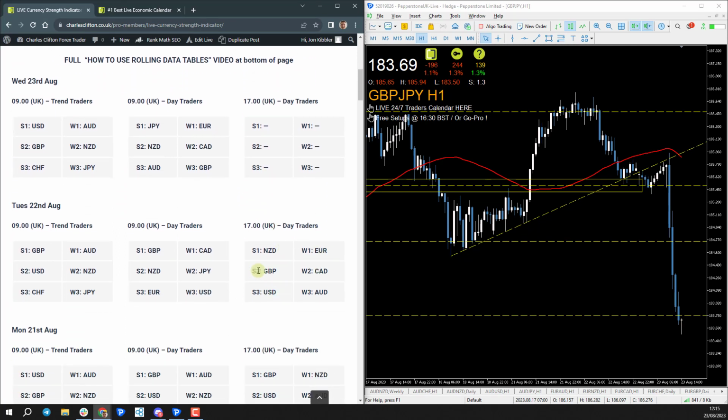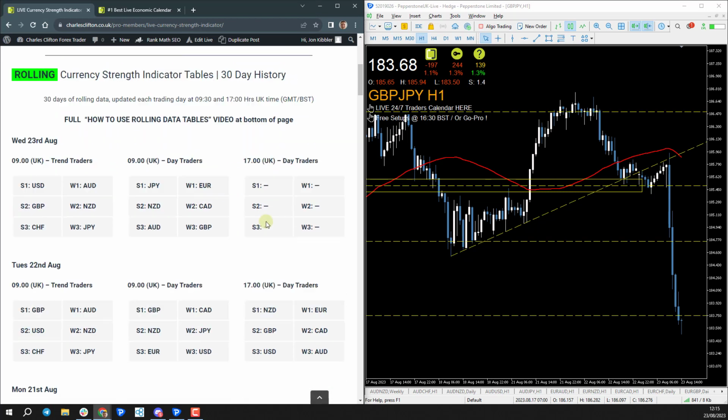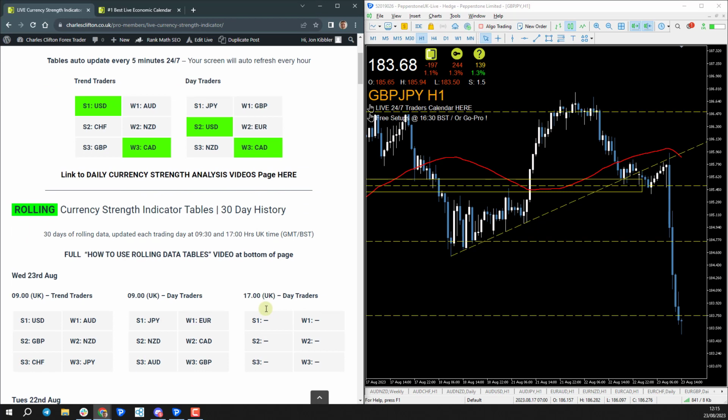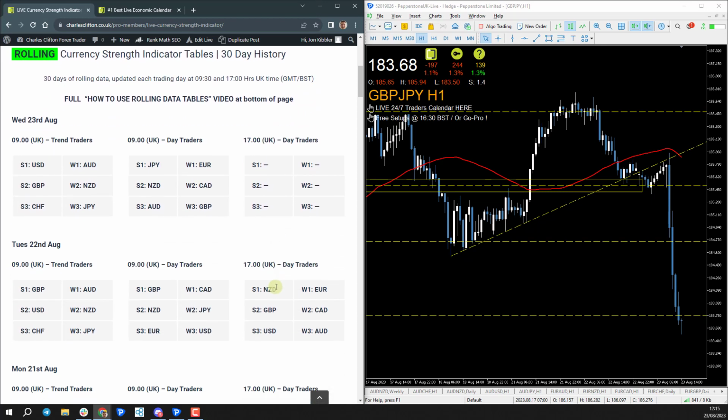If we go to our rolling tables, you can see that pound was on the strong side of the tables. We had New Zealand there as well, and US dollar. We also had Euro, CAD, Oz. If we go and have a little look at it today, pound is now W1. So it's gone from that S2 side, being a very strong currency from a day trader's perspective, to coming onto the weak side of the table.